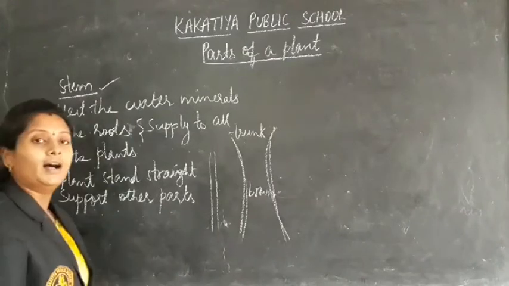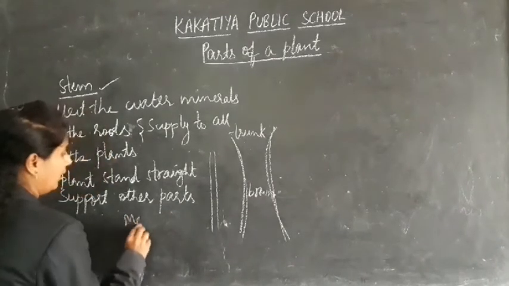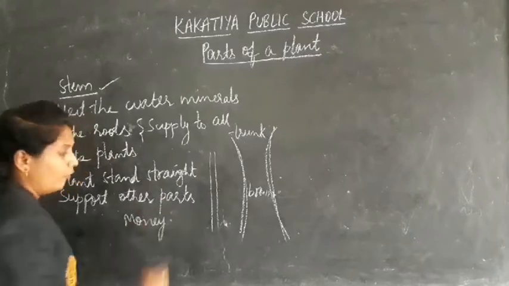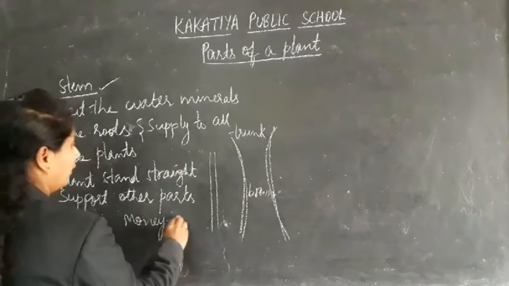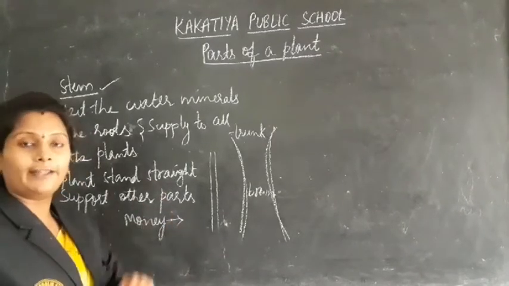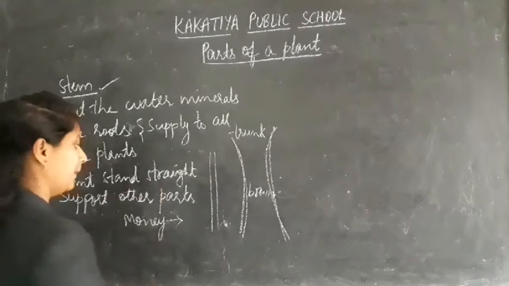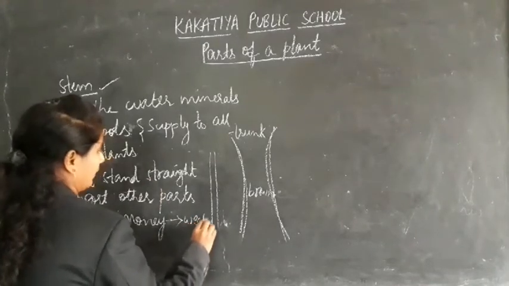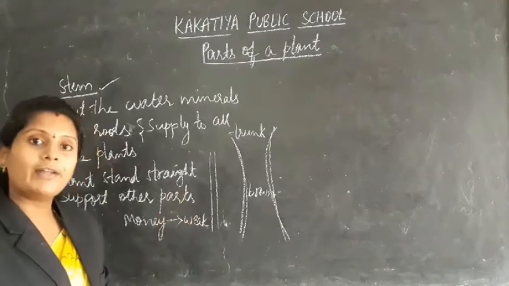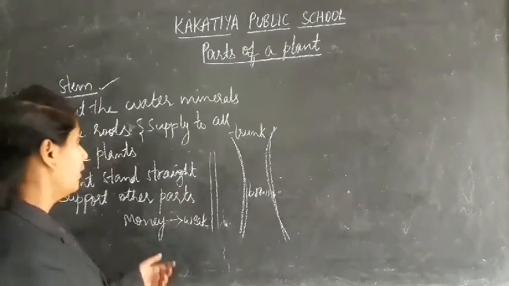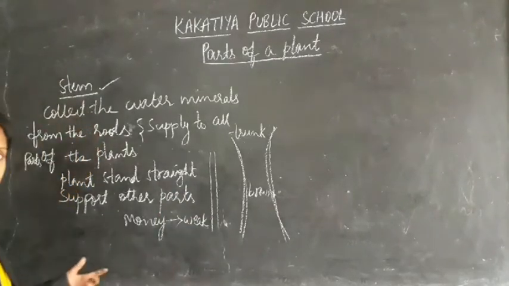And if you see the money plant, what happens there? We will be tying one thread to it because its stem is weak. That's why it needs a support to grow. Okay, this is about the stem.